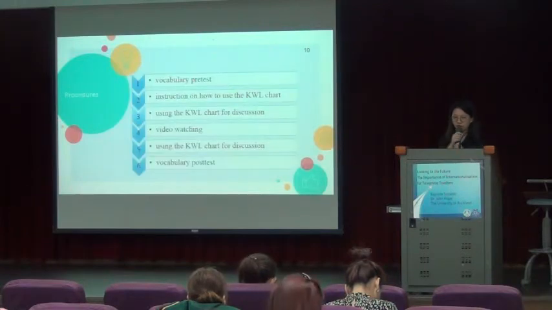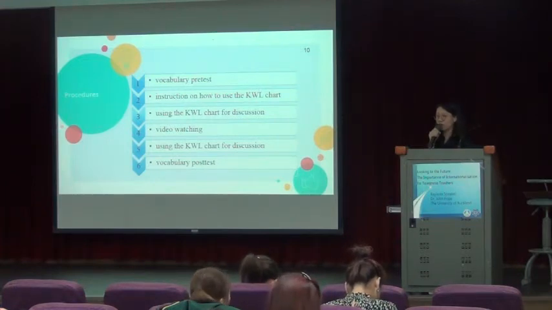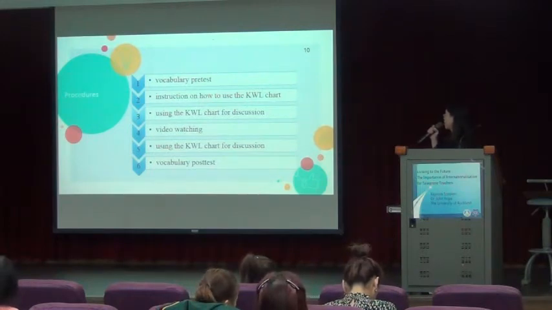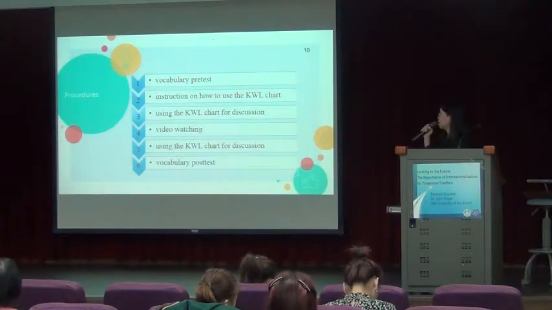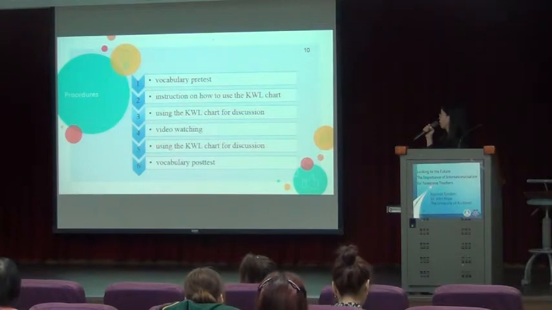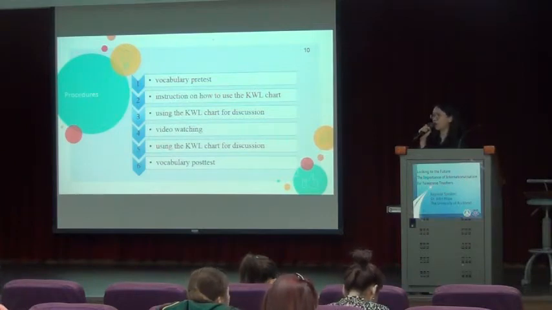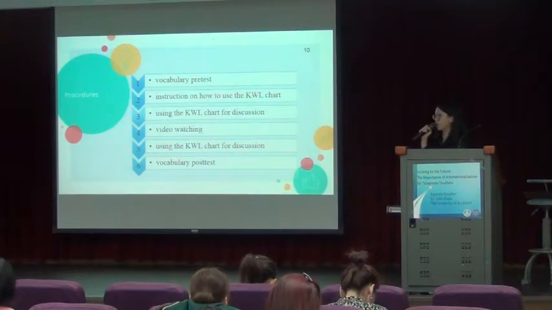And for the research design, I adopted a pre- and post-test measure of the intervention. Now I would like to introduce the procedure of the study. First, students were given a vocabulary pre-test followed by an instruction on how to use the KWL charts. And later, they will use the KWL charts for discussion. And for step 3, students will discuss the first 2 columns of the KWL charts. And after that, they will watch a video related to the topic pizza.